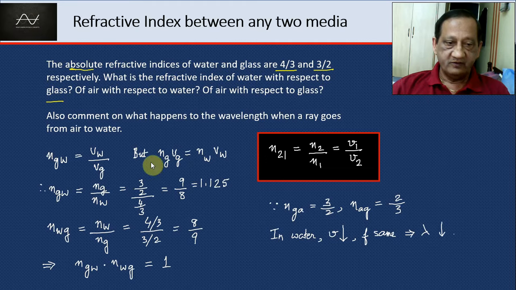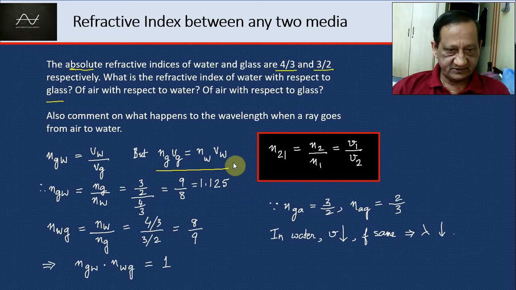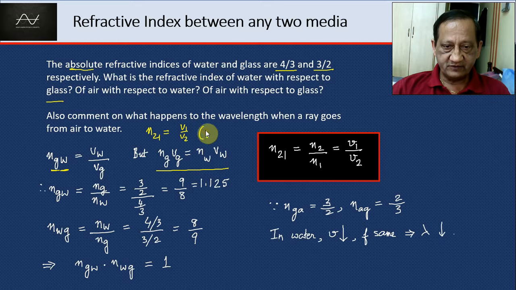So we have N into V is constant. So I can write NG VG, that is the refractive index of glass multiplied by the speed of light in glass, is equal to the refractive index of water into the speed of light in water. That is constant. So N of glass with respect to water is V in water divided by V in glass. Remember, N21 was V1 by V2, and the ray goes from 1 to 2. That is the terminology that we are using. So NGW is VW by VG.